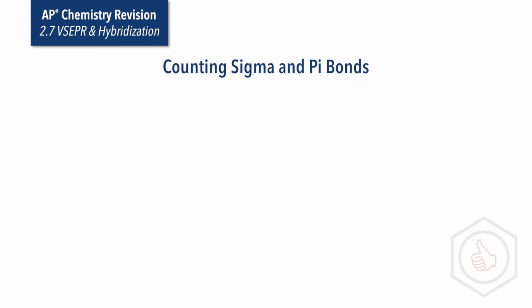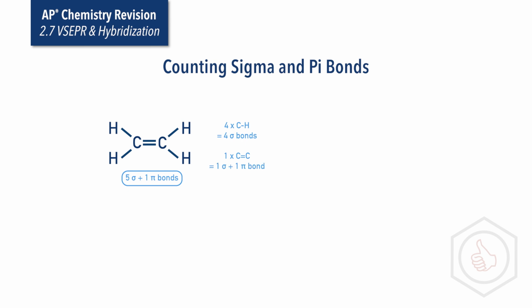For example, in the molecule ethene, there is a total of 5 sigma bonds and 1 pi bond. This is because there are 4 single bonds between carbon and hydrogen, which are all sigma bonds, and there is a double bond between the 2 carbon atoms. Well, a double bond is made up of 1 sigma bond and 1 pi bond, giving 5 sigma and 1 pi bond in total.